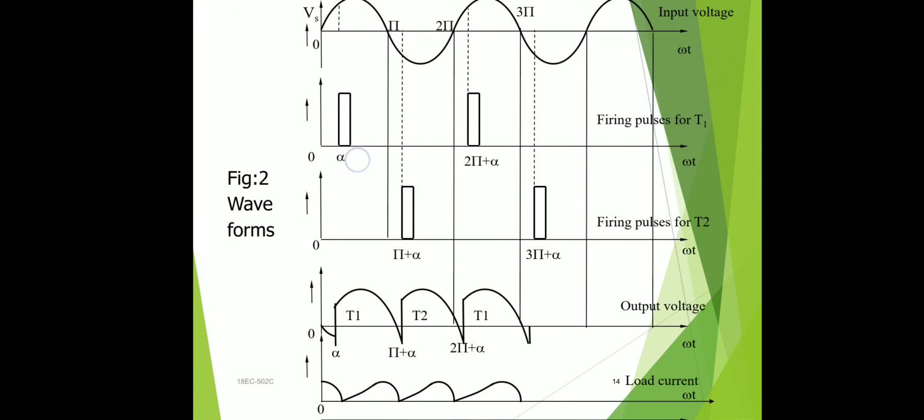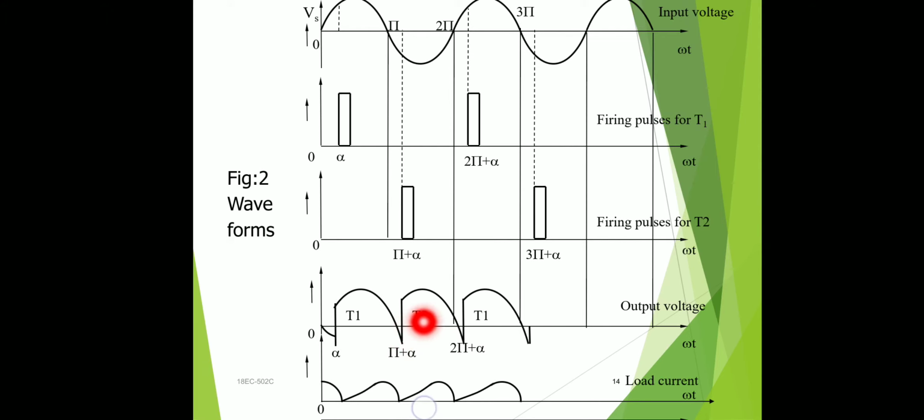These are the firing angles for the thyristor T1, and these are the waveform pulses for thyristor T2. And this is the output voltage. After the firing angle of T1, there is a positive voltage, and it is still in the on state, but we are getting the negative value due to the inductor.